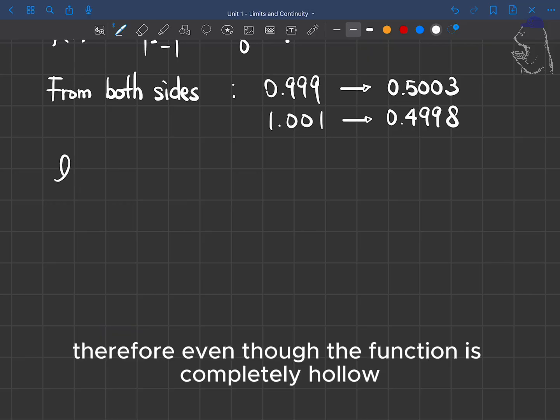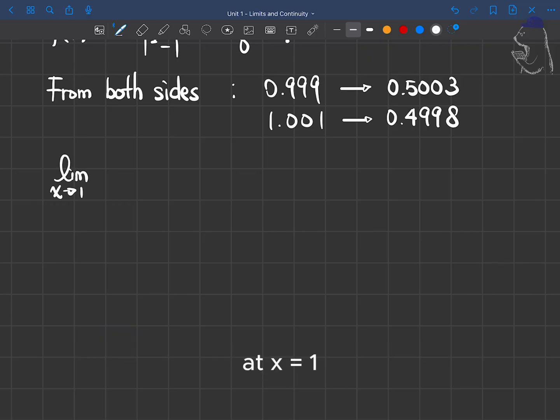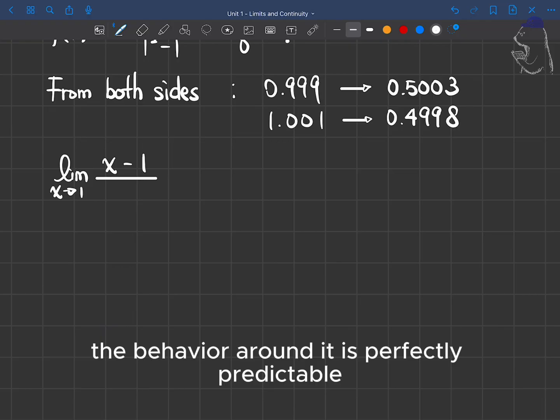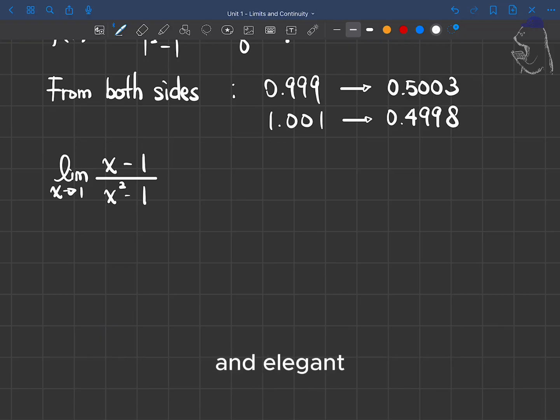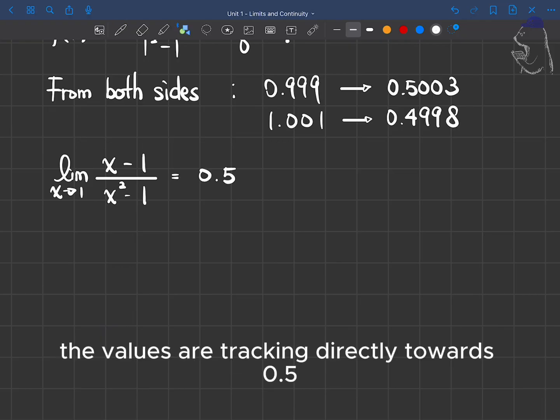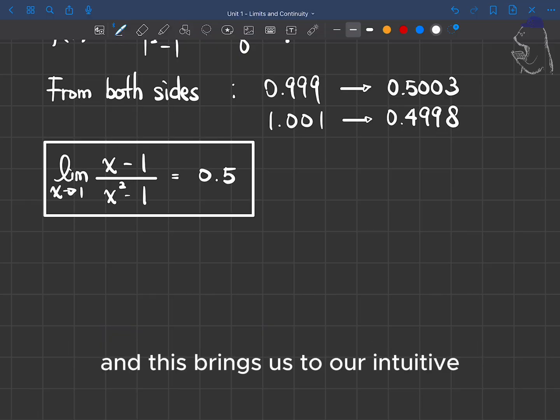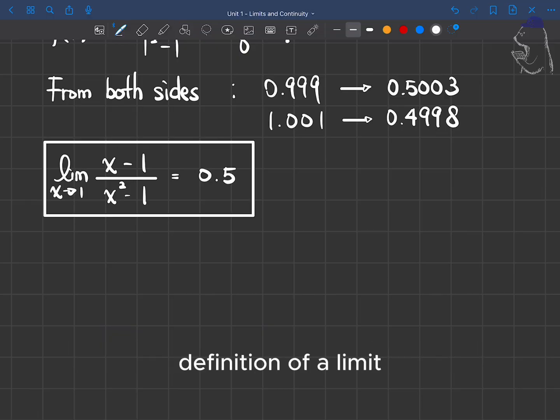Therefore, even though the function is completely hollow at x equals 1, the behavior around it is perfectly predictable and elegant. The values are tracking directly towards 0.5. And this brings us to our intuitive definition of a limit.